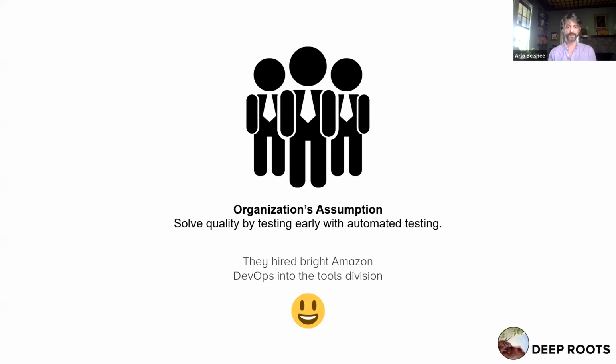However, the organization's assumption, the focus here is, it's the automatic version of test quality in. So the focus here is, we're going to do early and frequent automated testing, and by doing that, the TDD style thing all will become good. So they hired a bunch of Amazon DevOps people, as I mentioned, and they released all of the people to go get the tests going.